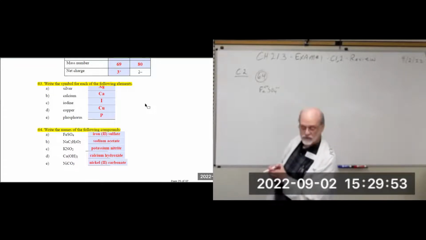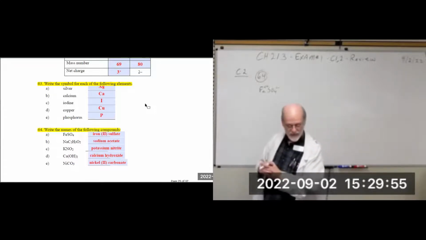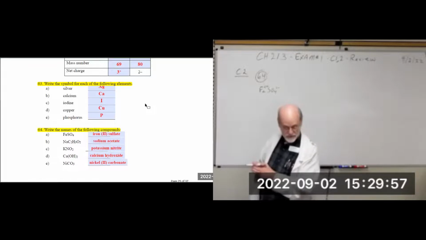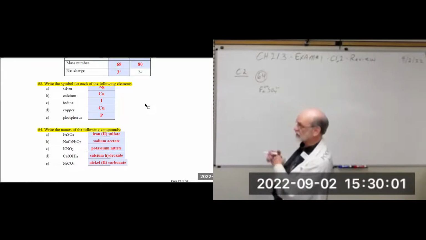Potassium nitrite, NO2 is the nitrite ion. K is potassium. And it too is always +1 charge. So that's all you have to say.